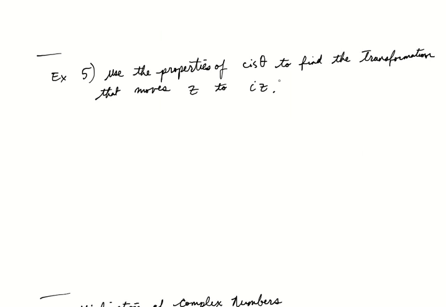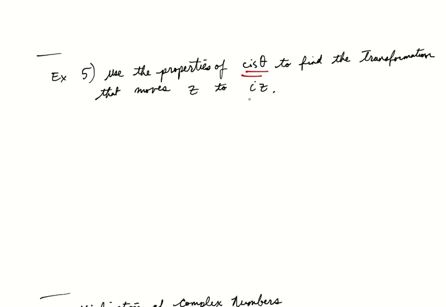This is an interesting one. Use the properties of cis theta to find the transformation that moves z to iz. We've already done this in the previous section. We know that multiplying by i will rotate it counterclockwise by pi over 2. Using the properties of cis theta, go ahead and try this.